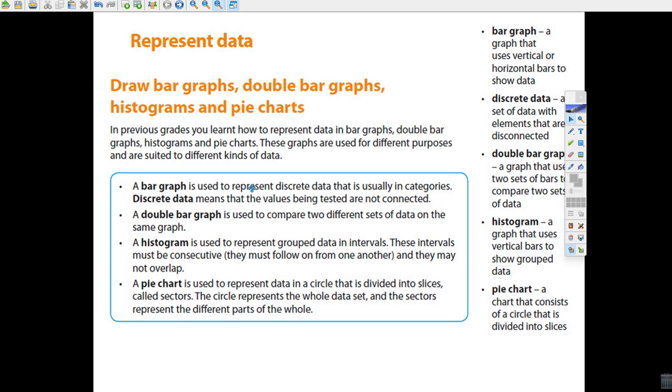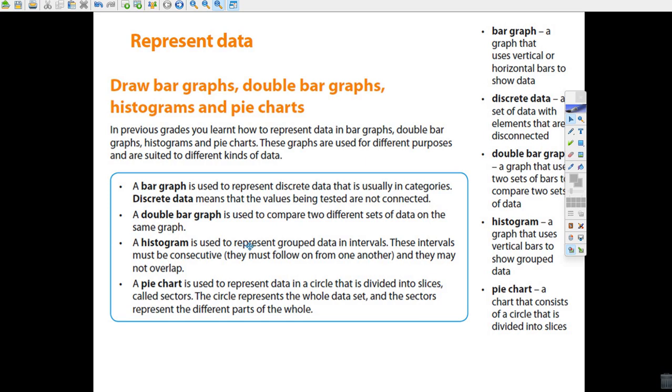A bar graph is used to represent discrete data that's in categories. Discrete data means that the values being tested are not connected. So a double bar graph is to compare two different sets of data on the same graph.